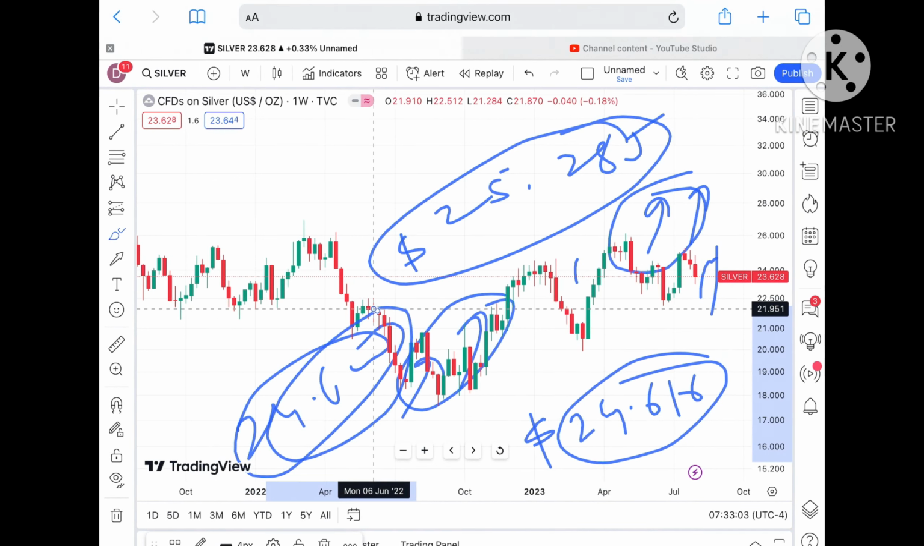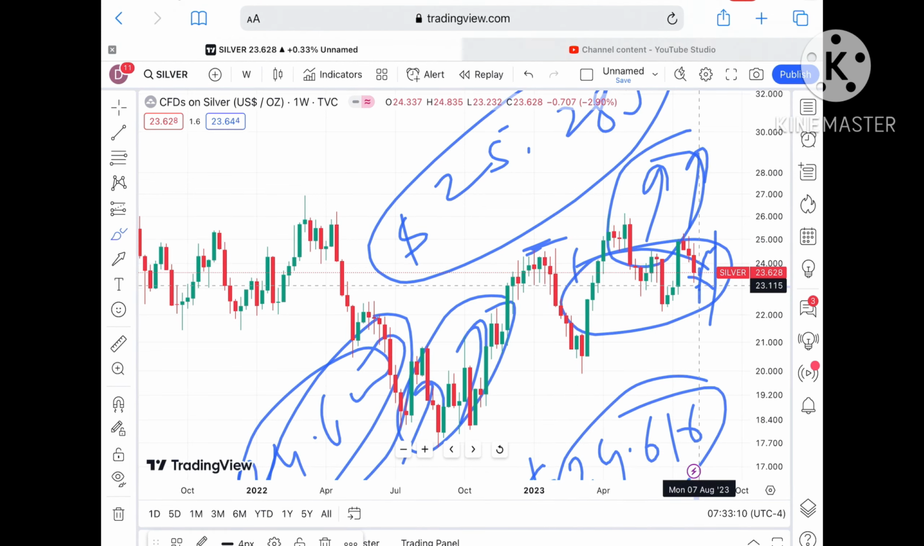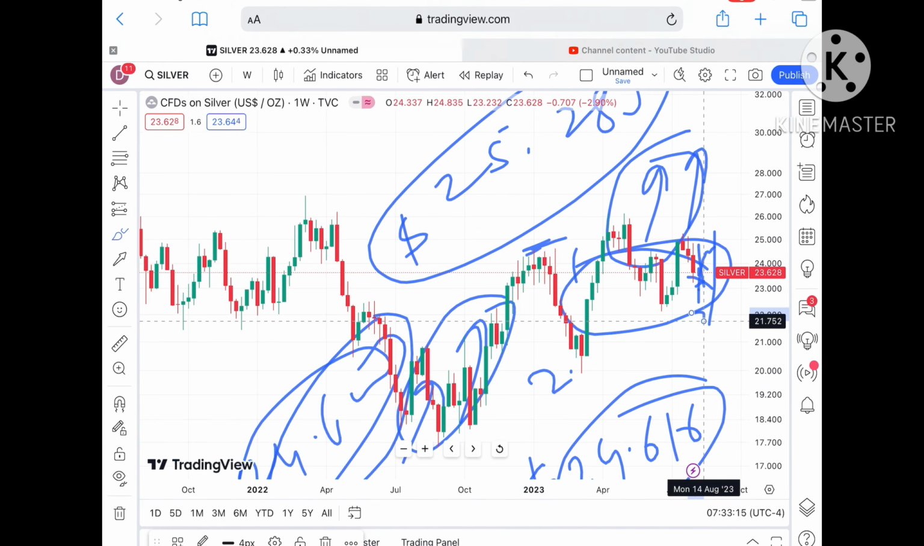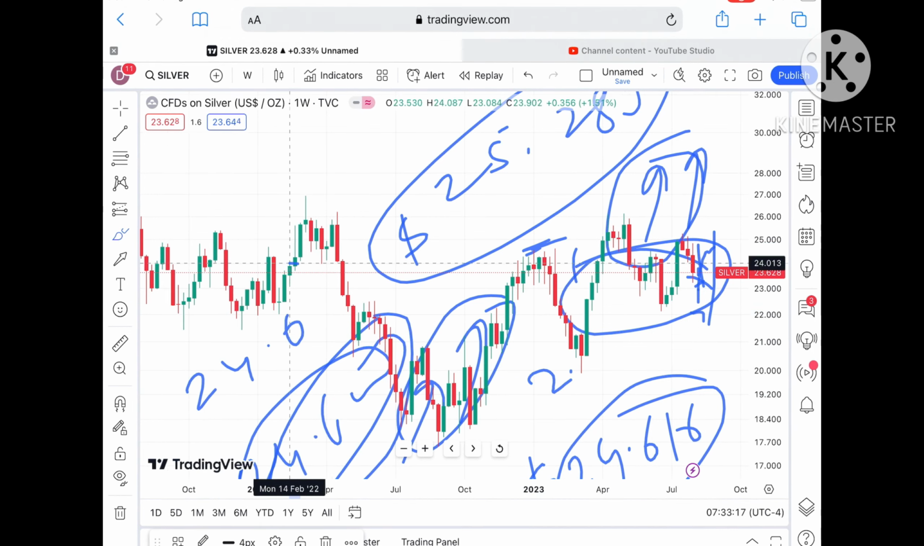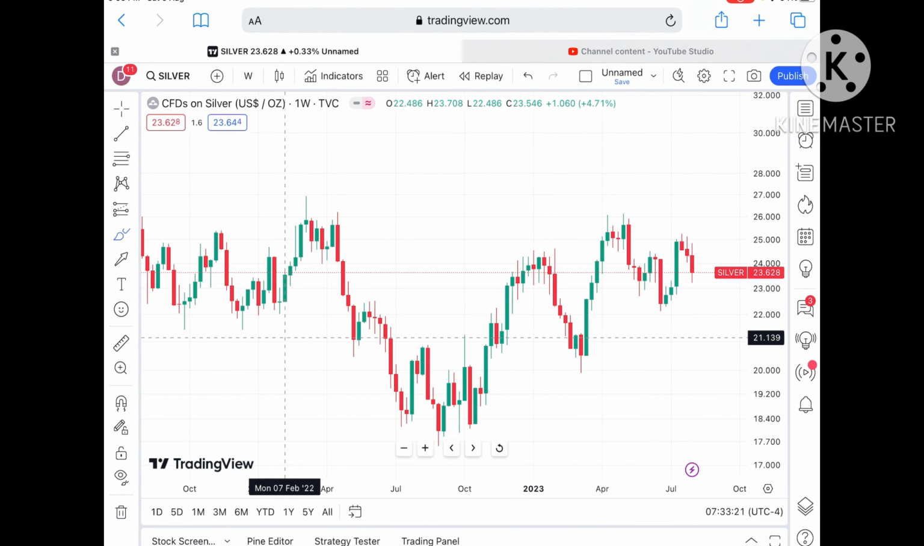Otherwise, if the price is not moving above this level, then we will see it move in this zone only. As soon as it breaks a level of around 23.309, then you will see a further fall, or if it moves above $24.6, then we can see a further upside. Any doubt regarding this, you can mail me.